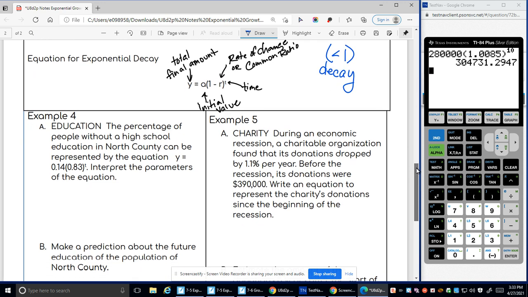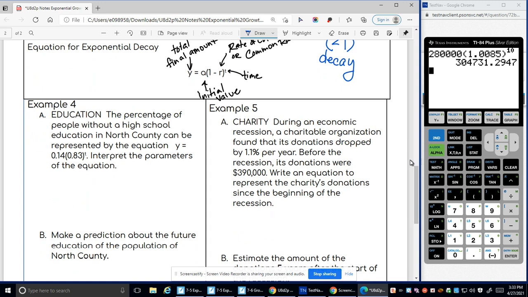Let's look at example 4. We have the percentage of people without a high school education in North County can be represented by this equation. Please interpret the parameters. Got it. Okay. So let me try and get just the equation here. I think one magical phrase is this right here: represented by the equation. That's telling me, hey, everything before refers to y. So y is the percentage of people without a high school education.